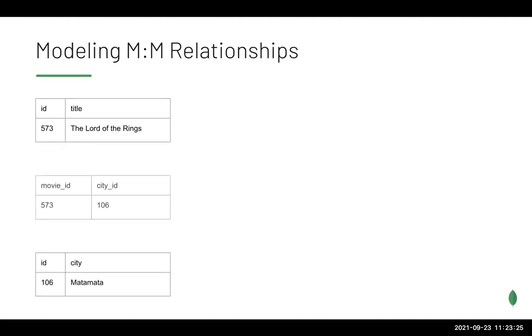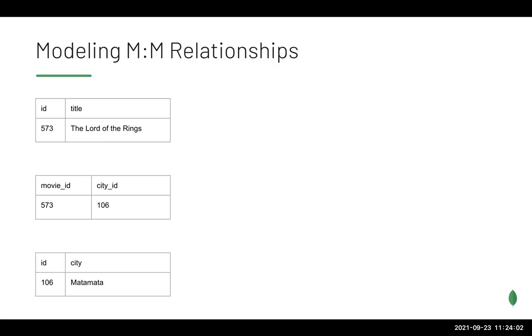The next one we're going to tackle is the many-to-many relationships scenario. The many-to-many relationship, if you're not familiar with it, is you have a piece of data and you have another piece of data, and this data could be represented in many different collections and in many different scenarios. For example, the Lord of the Rings was filmed in many different cities, but also many different movies were filmed in kind of the same city.